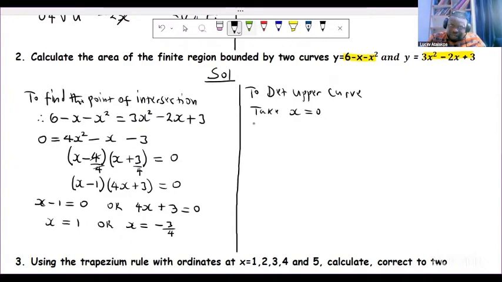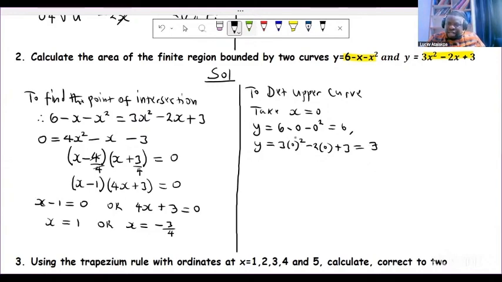So in the first one, y will now be 6 minus 0 minus 0 squared. I will get 6. Then in the other one, put x to be 0 again: 0 squared minus 2 times 0 plus 3. This will be 0, 0, then this will be 3. Of course, we know that 6 is bigger than 3.